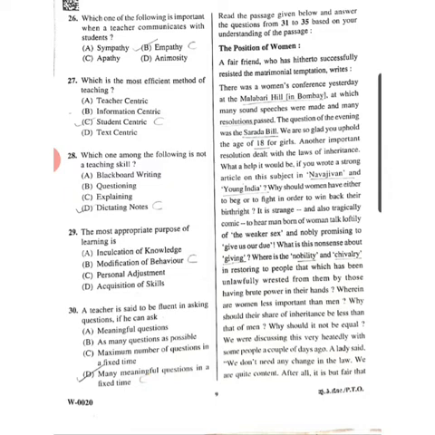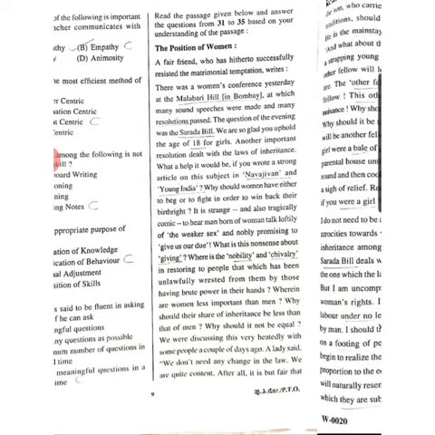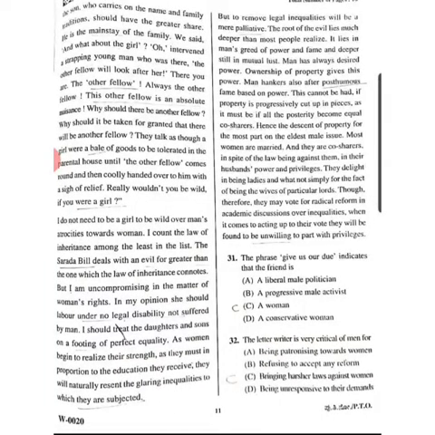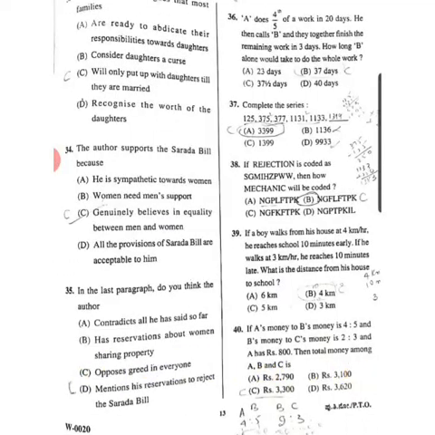Okay, then we have the passage of women. The position of women is explained in the passage. So I'll just try to tell you the answers. The 31st answer is C, a woman. 32 is C, bringing harshest law against women. 33 is again C, will only put up with daughters till they are married. 34 is again C, that is the author supports the Sarda bill because he genuinely believes in equality between men and women. Number 35 is D, mentions his reservation to reject the Sarda bill.